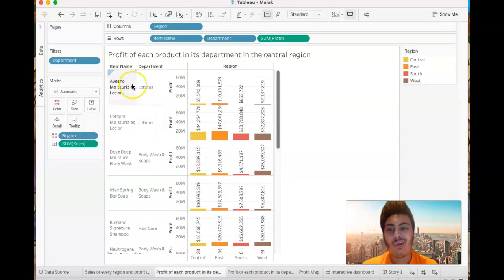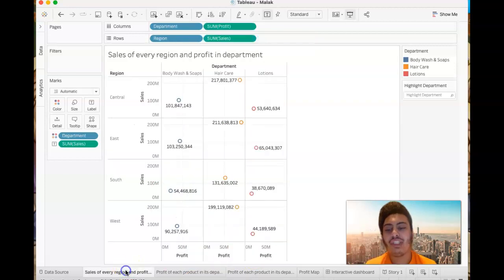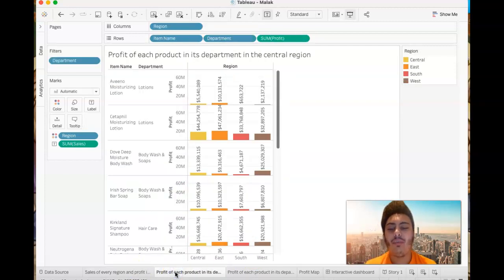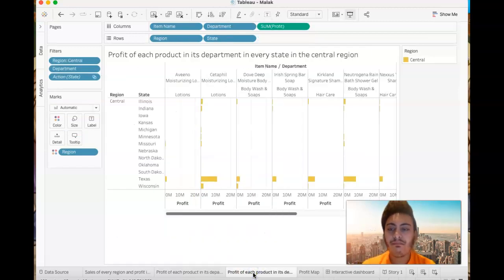The next shows all items in each department and how much profit they make in each region. So we had the same thing as the other worksheet, but this worksheet goes a little bit more in detail, showing the items of each department or companies, you can say.